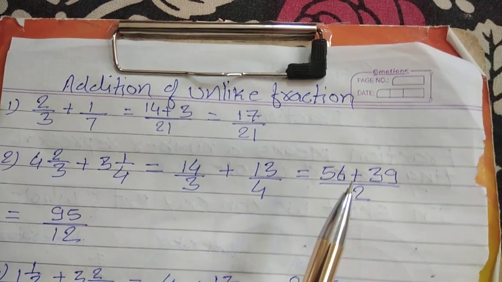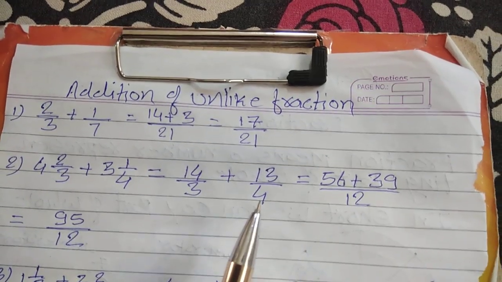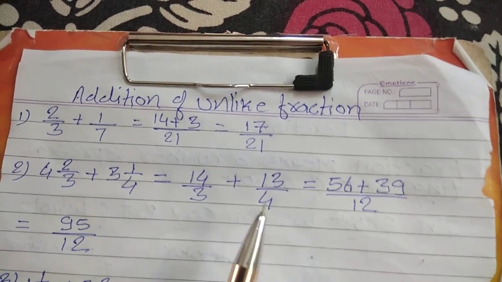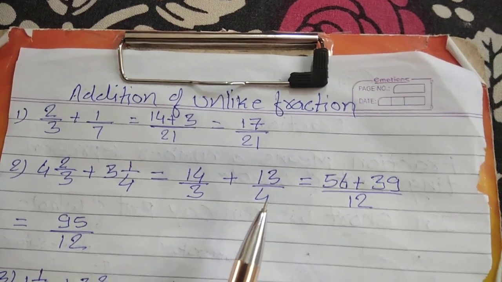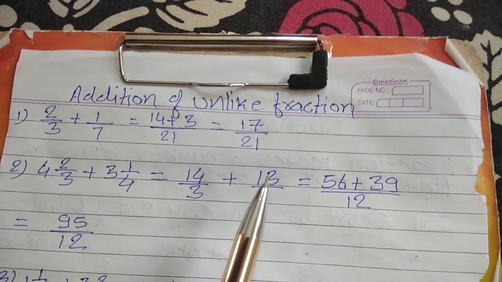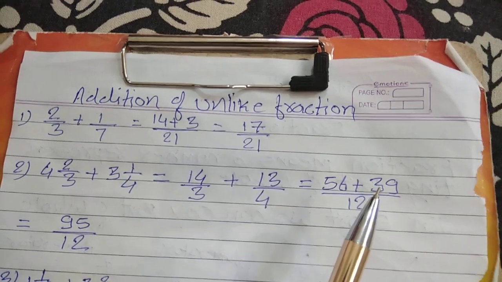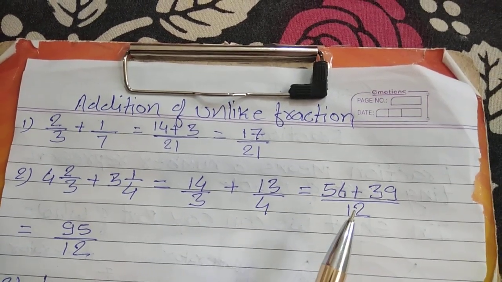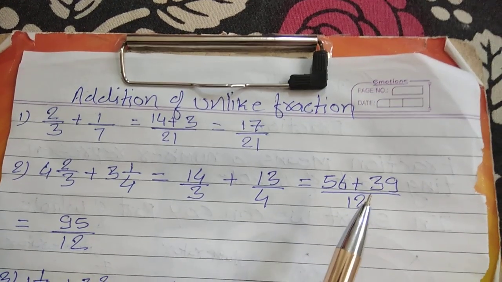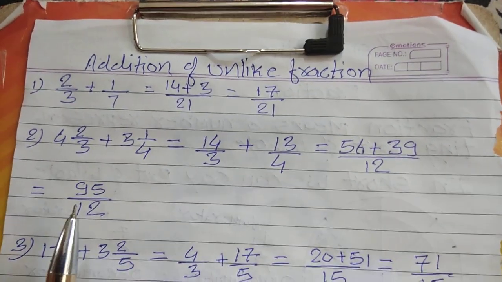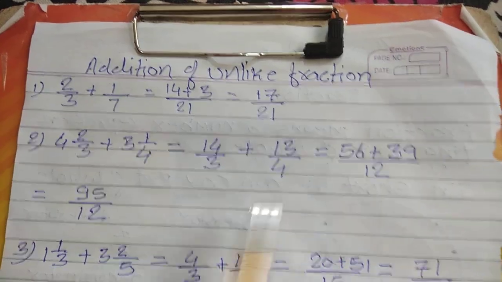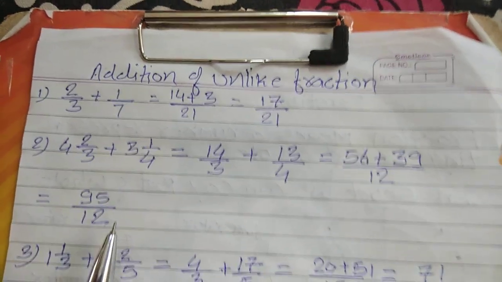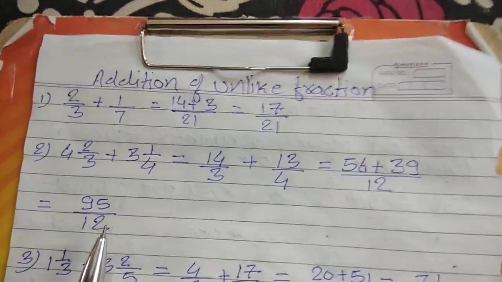Plus as it is. Now this 12 you have to divide by this 4. When I divide 12 by 4, we will get the answer 3. So you have to multiply 3 with this 13. So 13 3s are 39. So what do we have now? 56 plus 39 upon 12. 56 plus 39, when you add, you will get the answer 95. And 12 as it is. So the answer of this question is 95 upon 12.